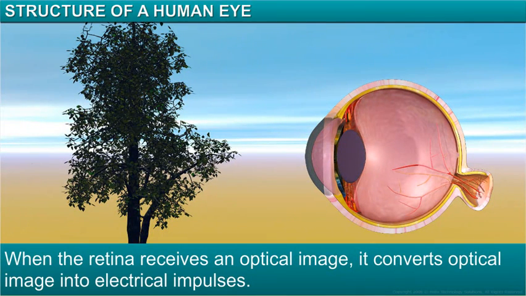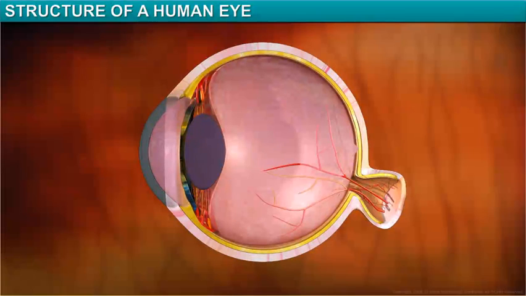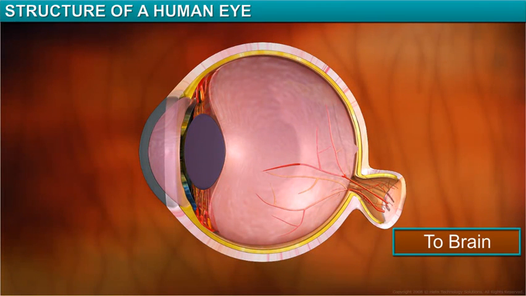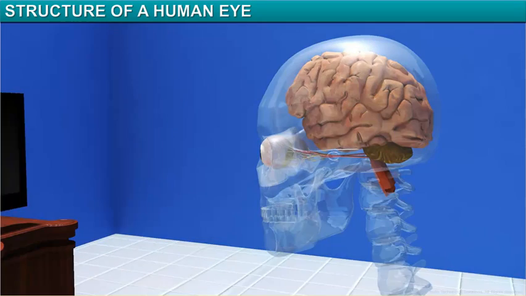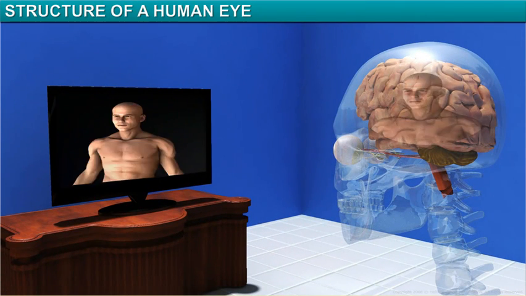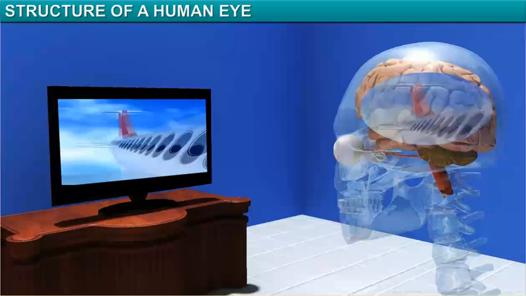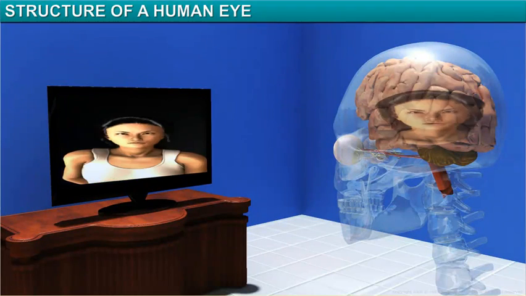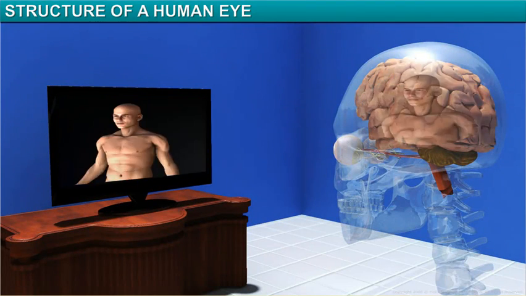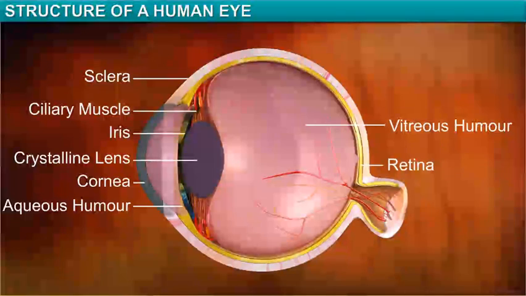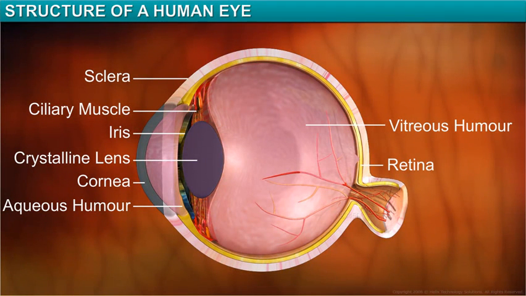When the retina receives an optical image, it converts the image into electrical impulses and relays these impulses to the brain through the optical nerve. The brain then interprets these signals to an image of the object viewed through the eye. That's how the eyes help us to see. Here is a quick summary of the various parts of the eye and their functions.